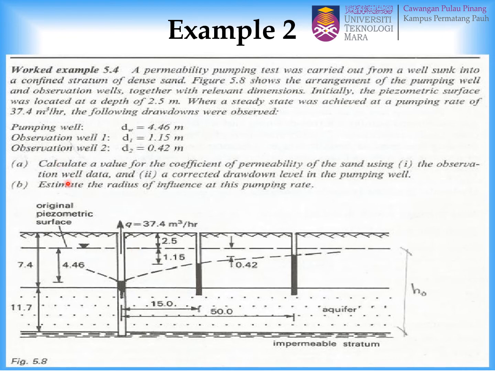So first, calculate the coefficient of permeability of the sand using observation well data. Number 2 is the corrected drawdown level in the pumping well. And the last one, estimate the radius of influence at this pumping rate.